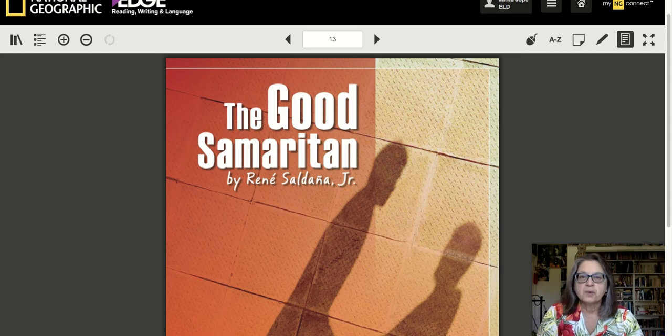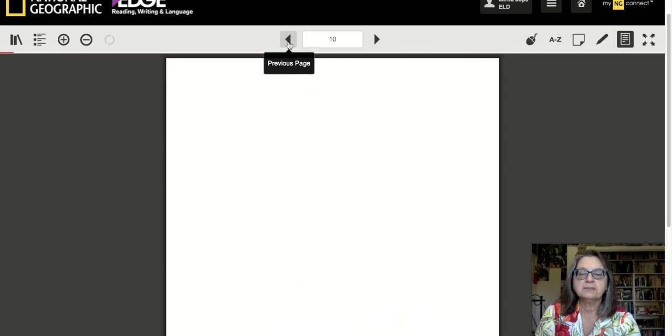Hi, we're going to be reading the story called The Good Samaritan. Before we read it, we're going to backtrack a little bit to take a look at the vocabulary and good habits that you should develop to help understand stories that you read. So let's back up first to the vocabulary.